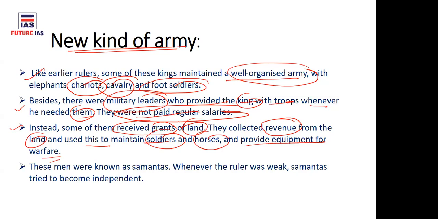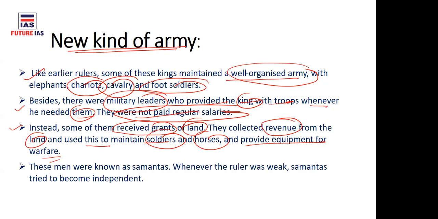For example, if there is a military leader, for example X, who is providing the troops to the king. Now, if that person, a military leader, has received a grant of, let's say, 12 bigha of land, then this land would be used for collecting the revenue from the people who were staying on the land.